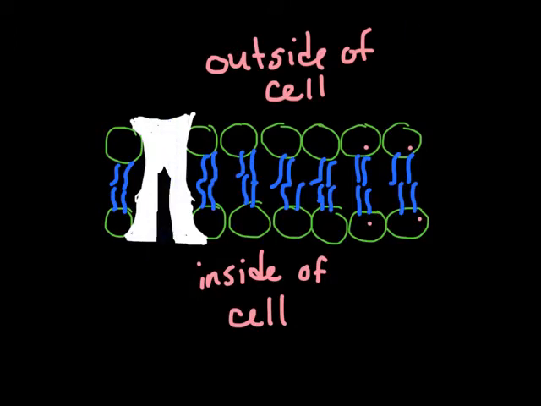So this will be the outside of the cell. This will be the inside of the cell. What we're going to be talking about with cell transport is how do things get from the outside of the cell to the inside of the cell, or vice versa. And there's a couple different ways that things can get into and out of our cells. So we're going to go through and explain those all out today. The two categories that all transport into or out of the cell fall under is either passive transport or active transport.